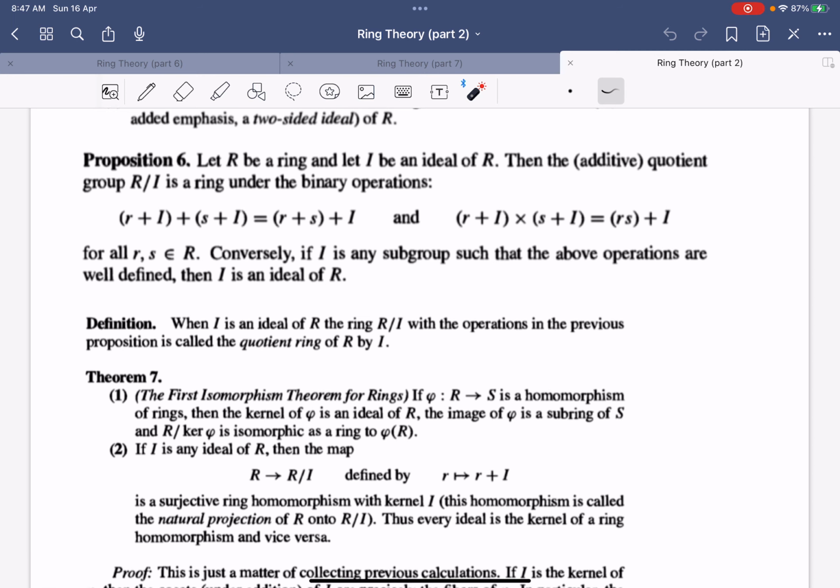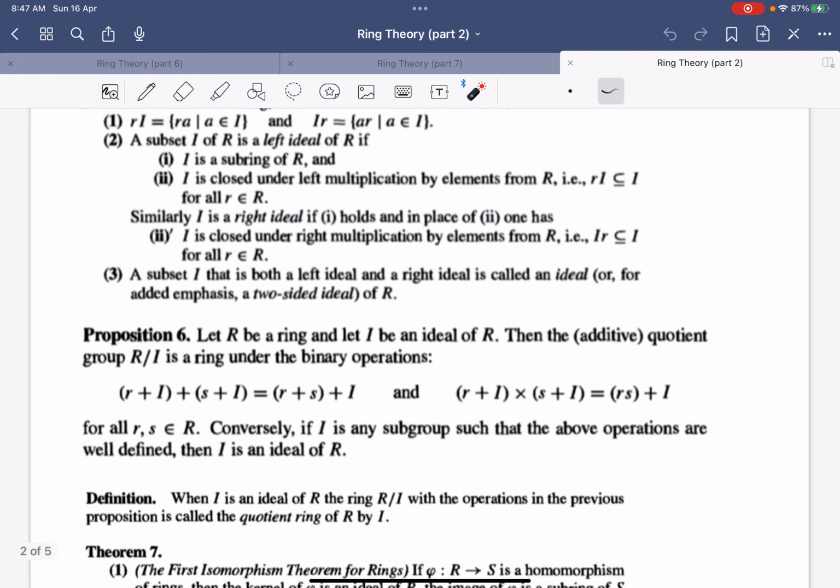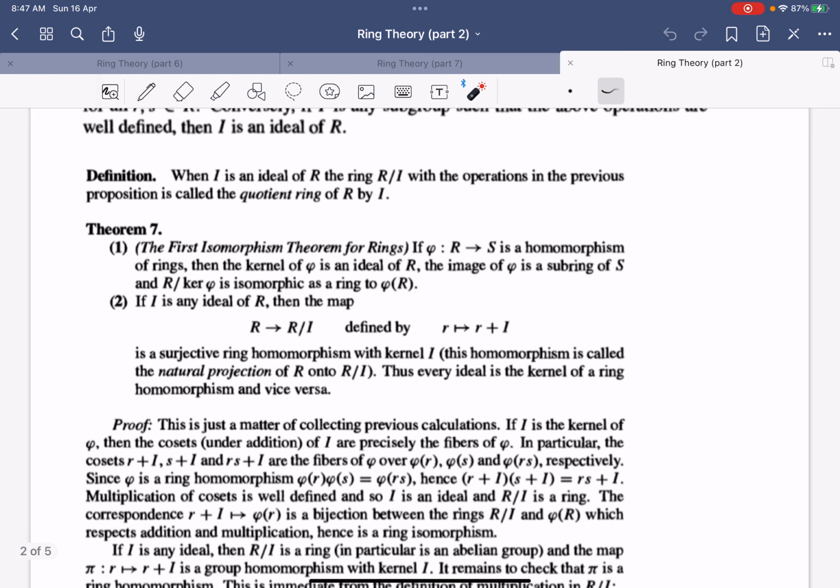So when I is an ideal of R, then the ring R/I is known as the quotient ring. And with that, we can now state the isomorphism theorems: if phi is a ring homomorphism, the kernel will be an ideal, the image is a subring, and R quotient out the kernel is just isomorphic to the image.